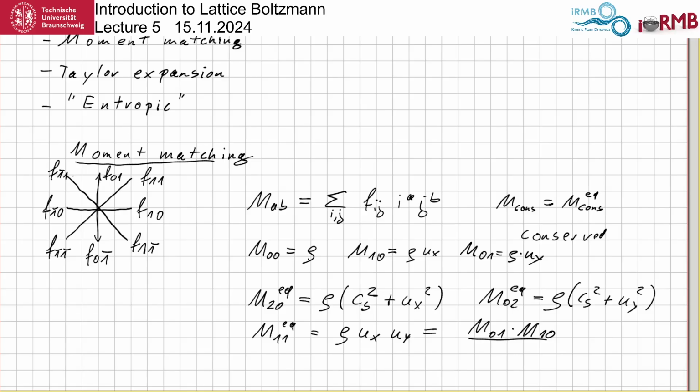And if these things in the different directions are independent of each other, that means that their probability of finding it in this state in x and in y is just the product of finding it in x and in y. And this obviously also applies to the moments, right? And this means that the moment M11 equilibrium must be the product of these two individual moments, M01 times M10. However, with one caveat, namely that these moments are not normalized.